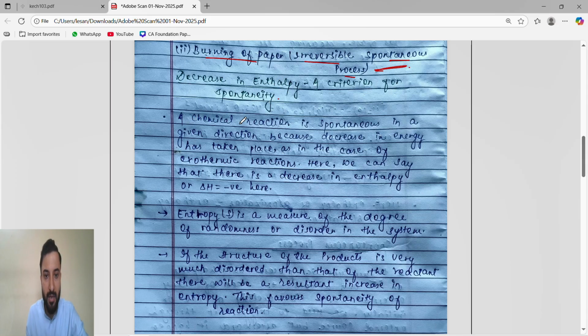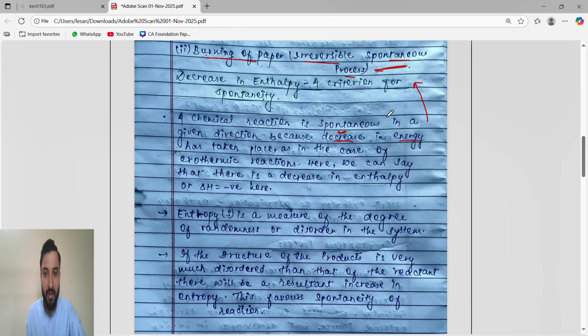A chemical reaction is spontaneous in a given direction, either forward or backward, because a decrease in energy has taken place. So the direction is fixed. What is the direction? From the system the heat is going out. Direction is fixed because of the decrease in energy, so the heat will go out from the system.